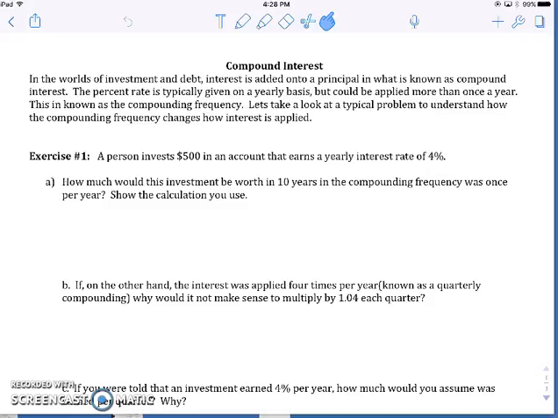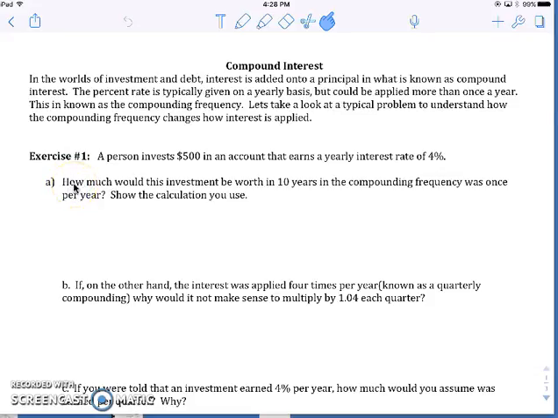So today we're going to take a look at how compound interest works. In the world of investing and debt, interest is added to the principal in what is known as compound interest. The percent rate is typically given on a yearly basis, but it can be applied more than once each year. So it's known as the compounding frequency. We're going to take a look at this and see how this works.